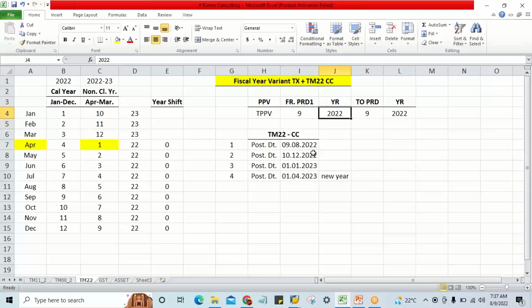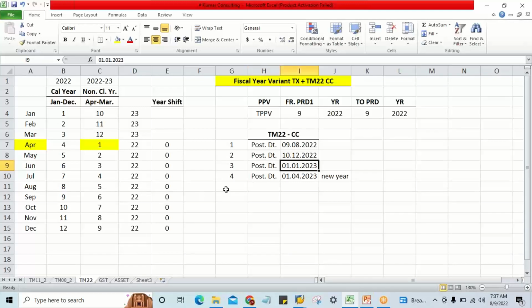And year is 22. So why? System is first of all 22 we have opened. So how SAP will come to know? Here also 22 is there. So 22 plus year shift. Always system is going to check here posting date, the year of this posting date plus year shift. And then SAP is going to count. So 22 plus 0, 22 itself. So here 22 is open or not? Yes, it is open.